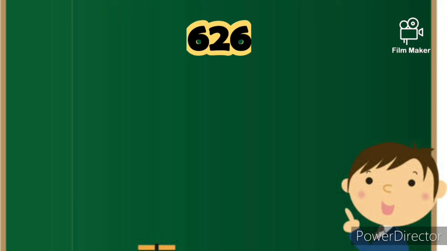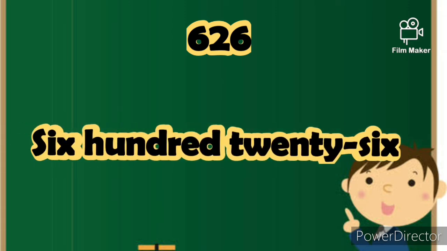Let us take another example. Next number is 626. How will you write this number in words? The spelling of this number will be S-I-X, 6, H-U-N-D-R-E-D, 100, T-W-E-N-T-Y, 20, S-I-X, 6. So the number can be represented or written like this.